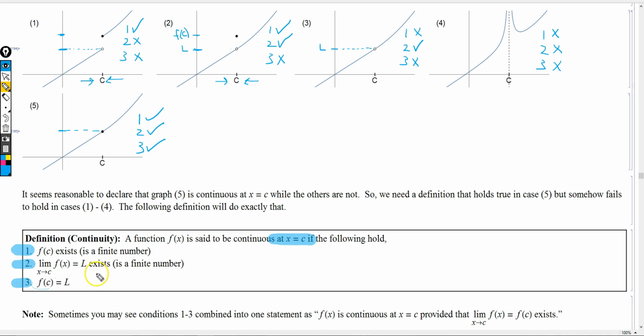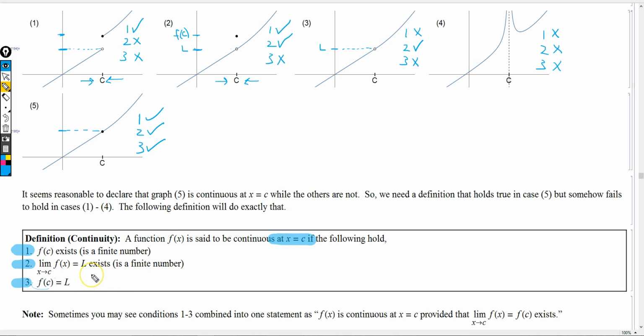So you see, the reason we use this definition is because it works when we think it should work, and it doesn't work when we think it should not work. That's how mathematicians come up with definitions. They start out with a base definition, an intuitive definition, like I should be able to graph the function without picking up my pencil. And then they think of various cases where their definition should work and when it shouldn't work. And then they try to come up with a definition that works in certain cases and fails to work in other cases.